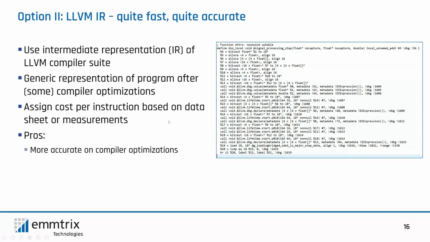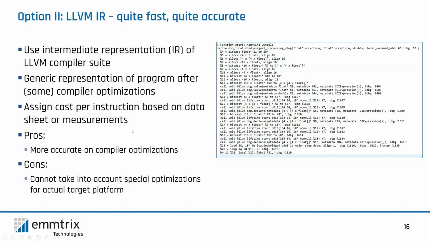So this is definitely more accurate because it uses compiler optimizations, but still has a bit of a limitation that it cannot take into account special optimizations for the actual target platform, because the special optimizations are usually applied after this. But with this, we still have a way to improve the first C code analysis with additional information.